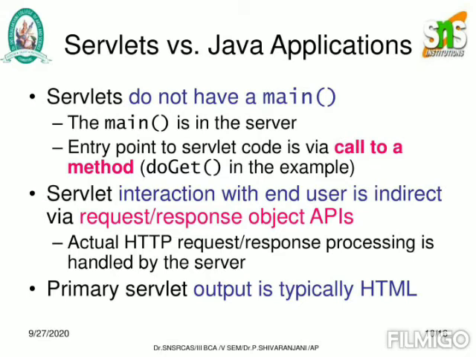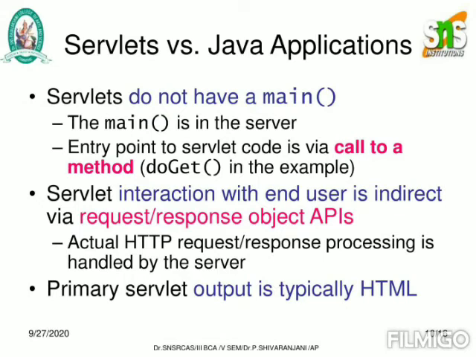Servlets do not have a main. The main is in the server. The entry point of the servlet is by the help of the call method, that is by the help of doGet. The servlet interacts with the end user indirectly by the help of the request or response object API. Actually, HTTP request or response processing is handled by the server. Primarily, the servlet's typical output is HTML.